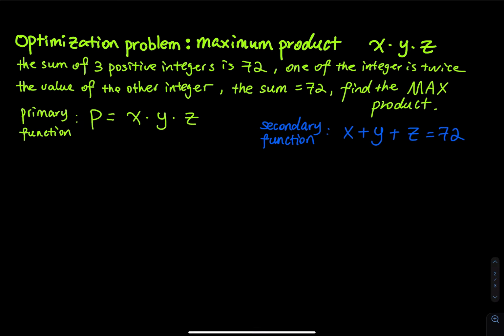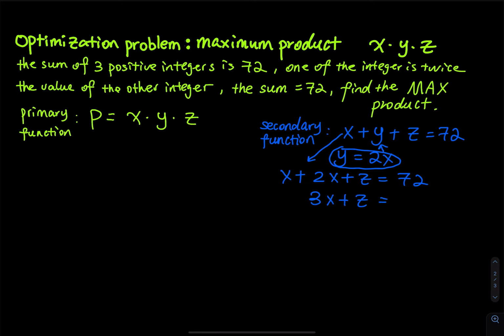But that is not enough to get rid of one of the variables, so we will have to get another given. The other given is one of the integers is twice the other integer. So I'm going to say that y is equal to 2 times x. Take the x, multiply by 2, that is equal to y. And then we will update the secondary function to x plus 2x plus z equals 72. All right, we just plug this in, and then we have 3x plus z equals 72.